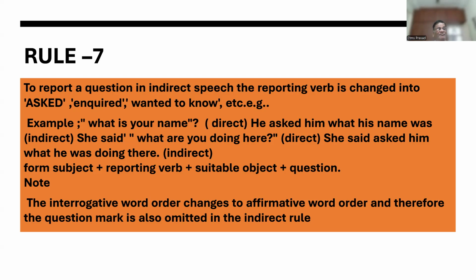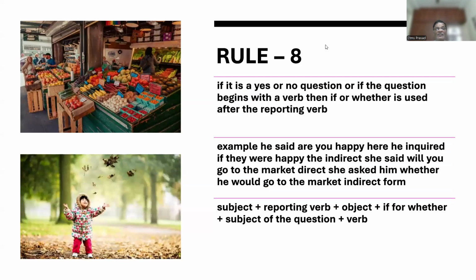Next one, rule 8. If it is a yes or no question, or if the question begins with a verb, then if or whether is used after the reporting verb. Example: he said, "Are you happy here?" He inquired if they were happy. That is in indirect speech.